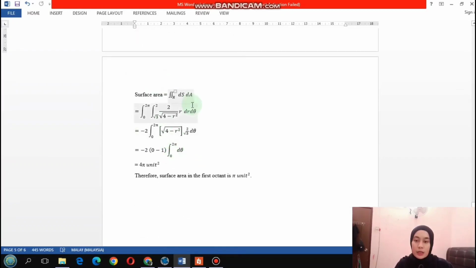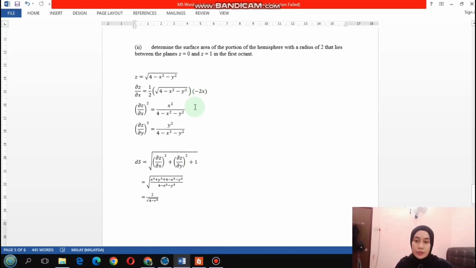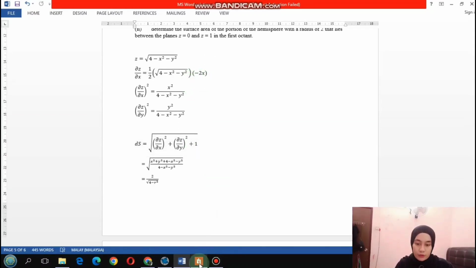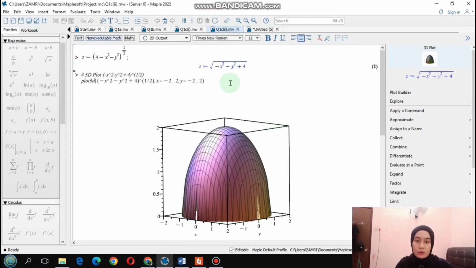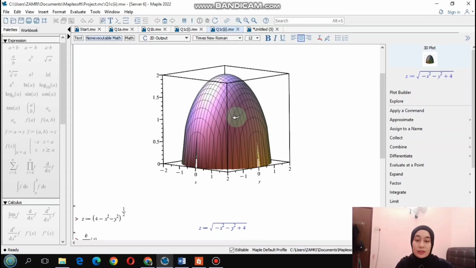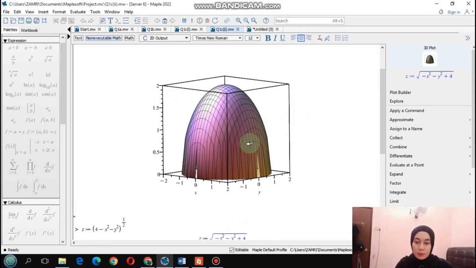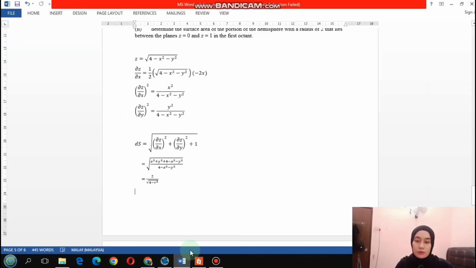This one we have a 3D graph. I'll show you. This is the 3D graph that I got using Maple. So I think that's all from me.